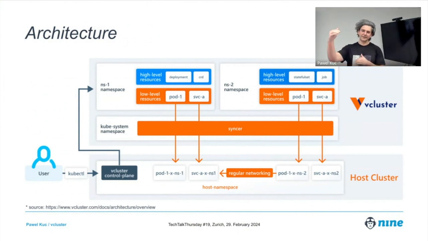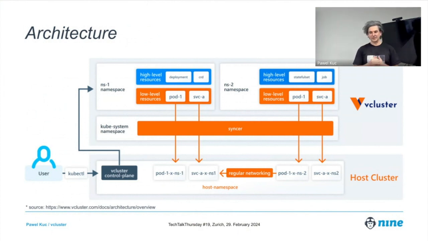So you define something on vCluster, syncer makes sure that everything will be rewritten, and syncer puts everything into the host cluster. And as you see, we have only one namespace on the host cluster, and everything has a unique name. But in the vCluster we can have multiple namespaces.